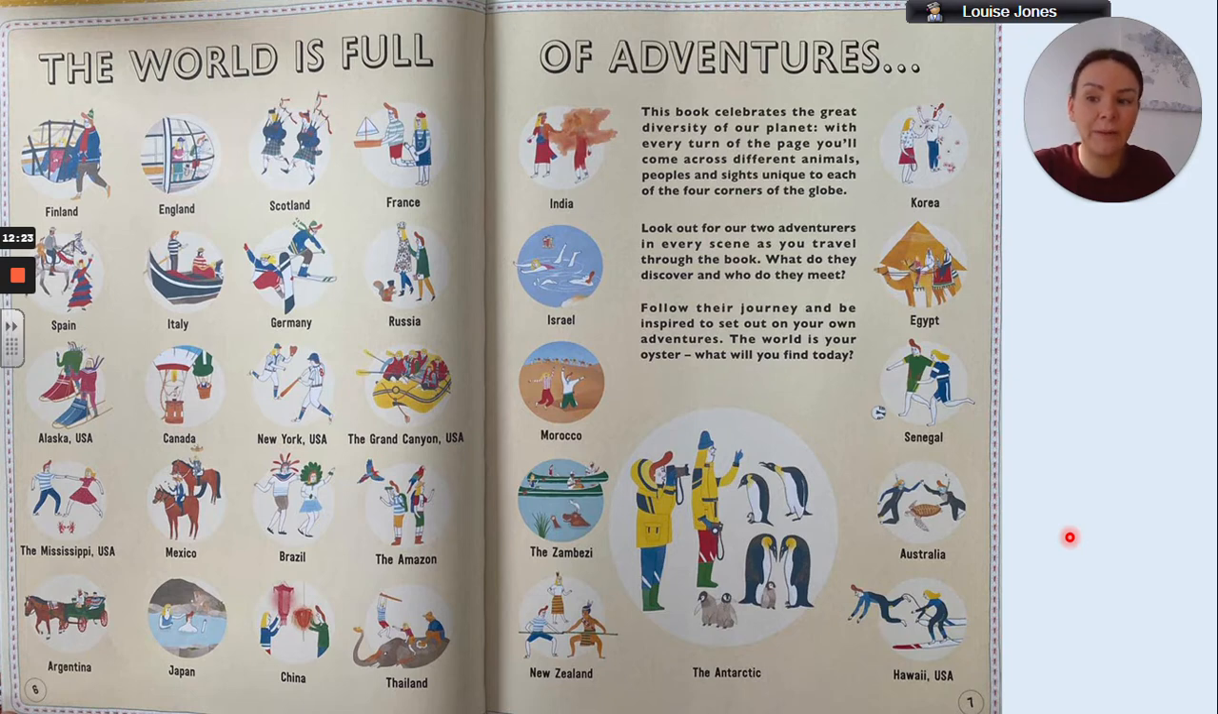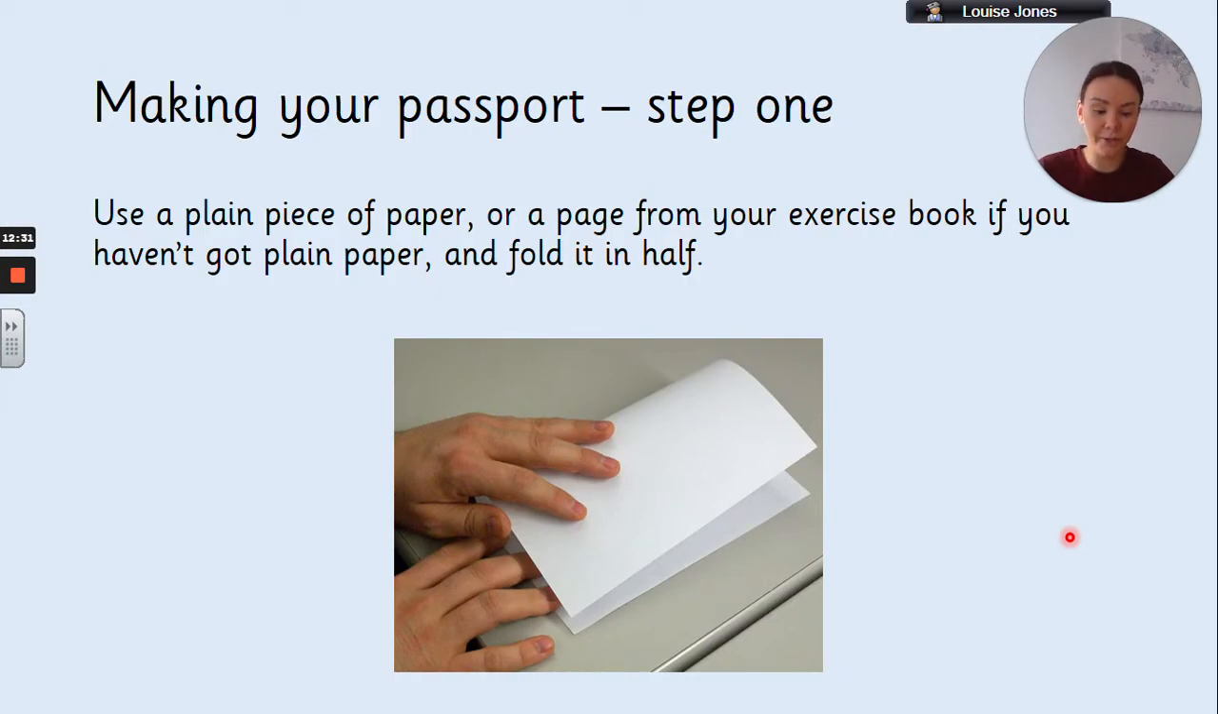Now, we're not going to have time in this unit of work to go to every single one of these places, unfortunately, but we will be going to a selection of them. So, making your passport, step one, you will need a plain piece of paper or a page that you take out of your exercise book. If you haven't got any plain paper, that's fine as well. What you need to do with your piece of paper is fold it in half, like it is showing you in that picture there. If you need more time to go and find a piece of paper or take one out of your exercise book, you can pause the video here, but make sure that you have folded it in half before you play the video again to move to the next slide.